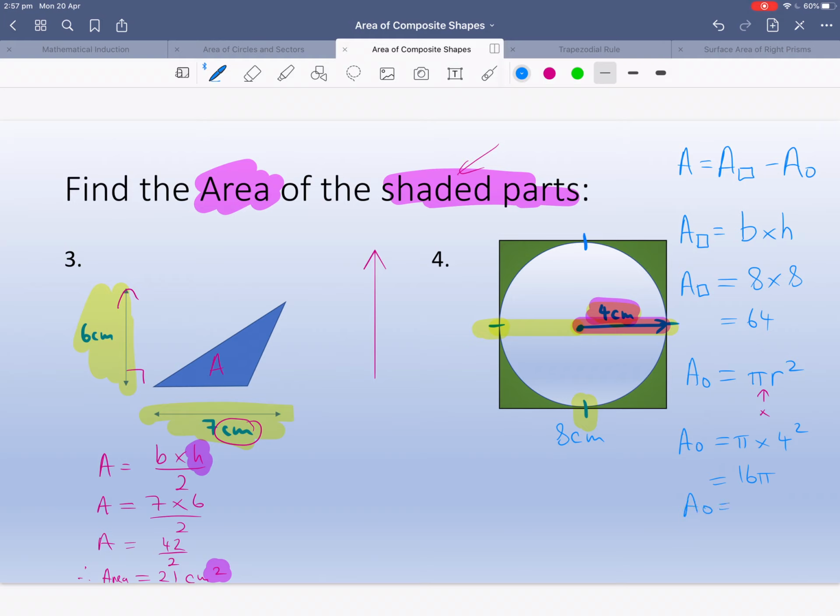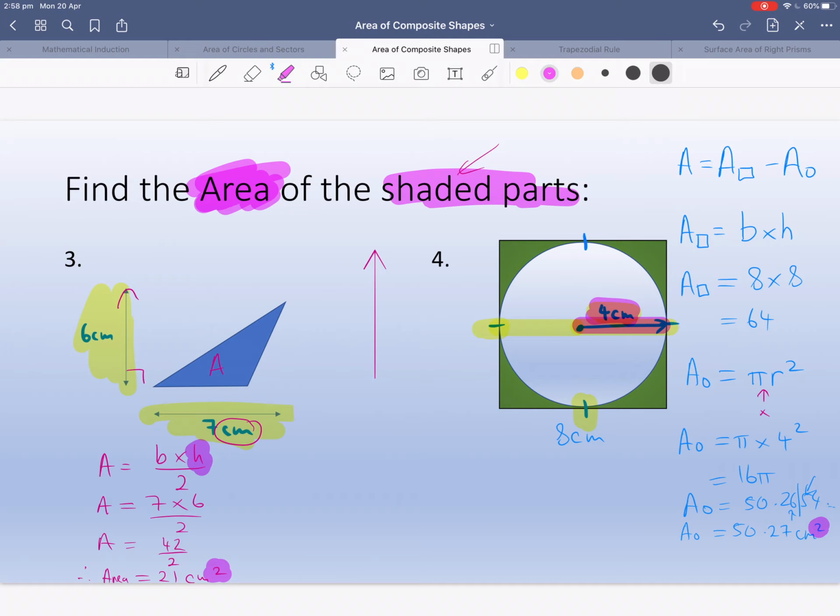16 times pi equals 50.2654, blah, blah, blah. Let's do it to 2 decimal places. It will be 50 to 2 decimal places here. That is 5 or higher, so it's going to be 1 up for this guy: 50.27. Our units are still centimetres, and it's squared, because remember, area is square area.